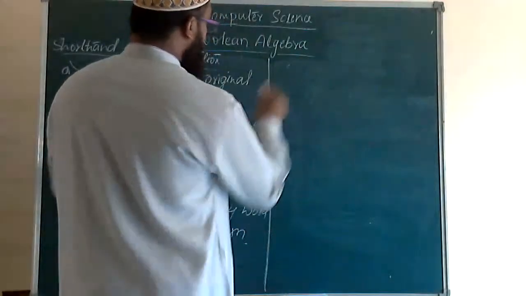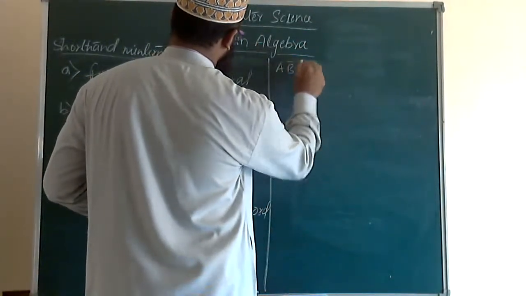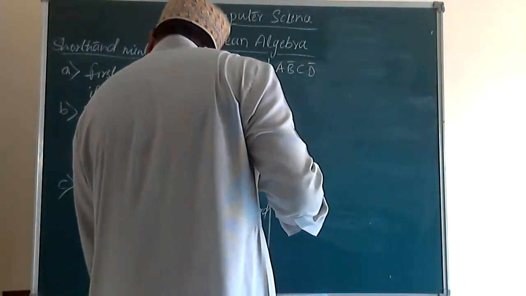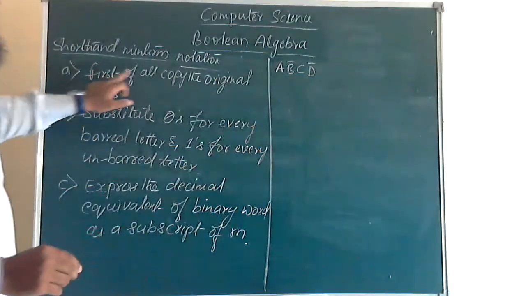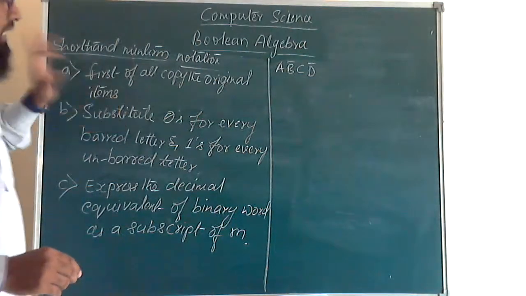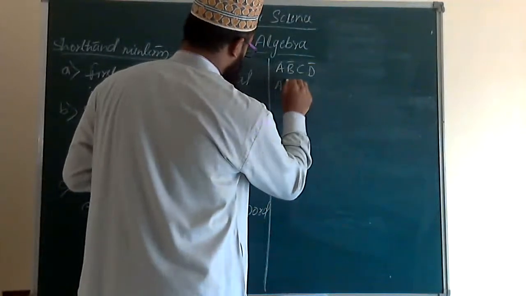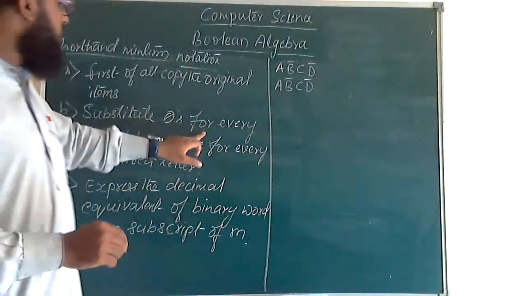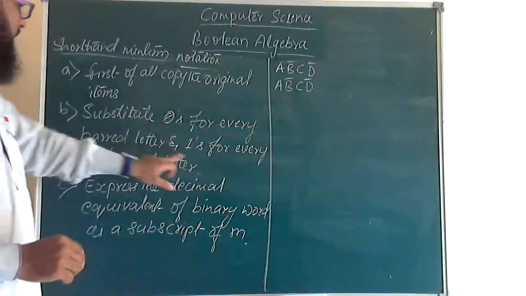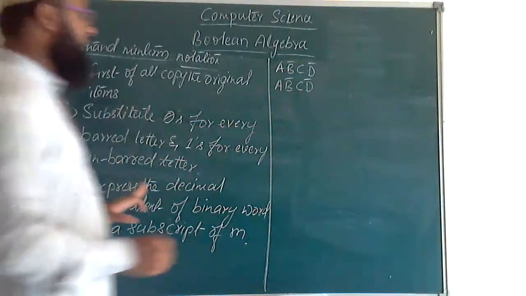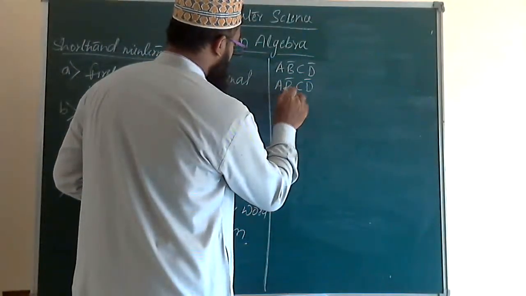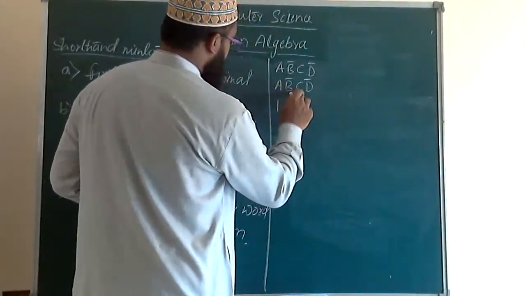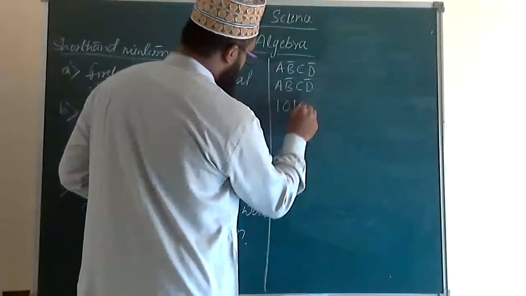Look here, A, B bar, C, D bar. First of all, copy the original items: A, B bar, C, D bar. Then substitute zeros for every barred letter and ones for every unbarred letter. In place of A, 1. B is barred, so I will write 0. C is unbarred, 1. D is barred, write 0.